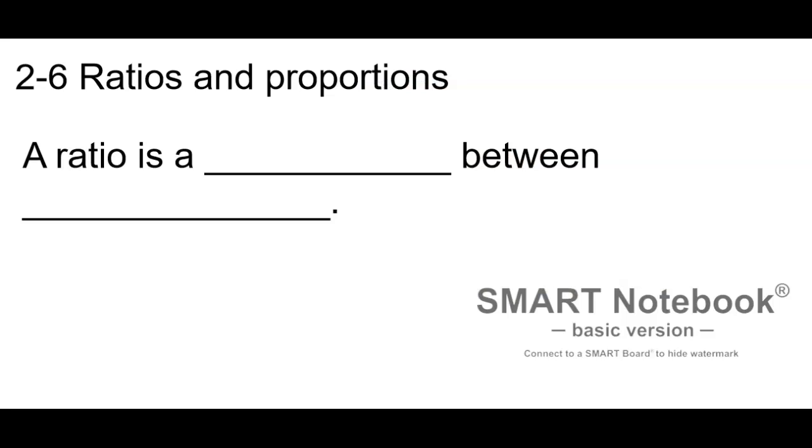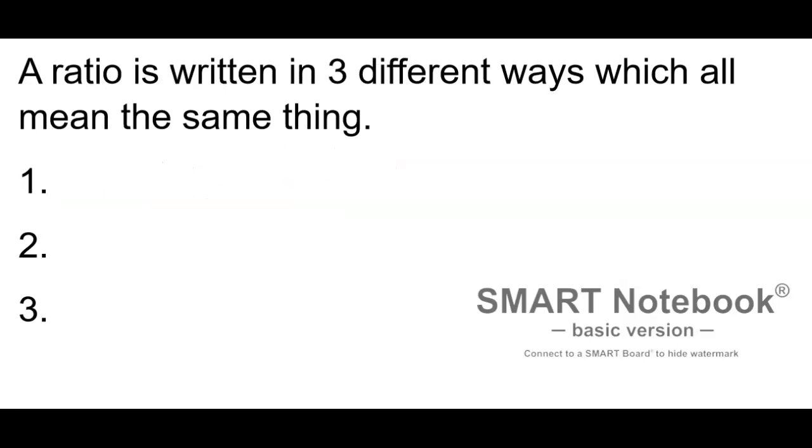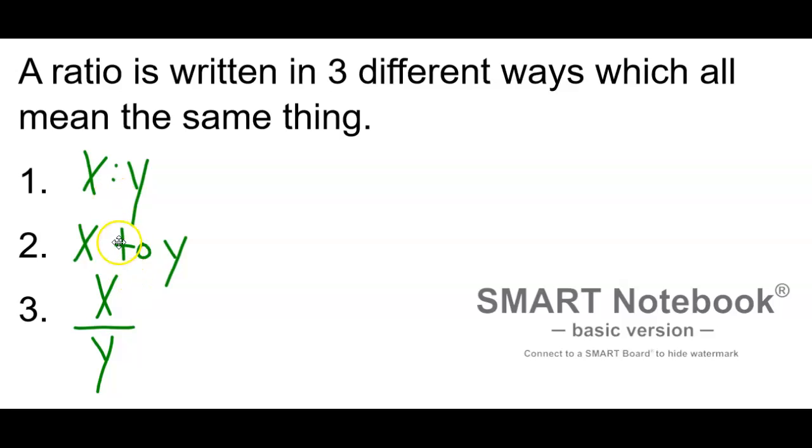So let's talk about what a ratio is. A ratio is exactly that: a comparison between two numbers. So when you are looking at the price of one thing over the price of another thing, you're comparing those two prices, right? So you're looking at a ratio. Ratios can be written in three different ways. They all mean the same thing. They can be written with a colon, they can be written with the word to, or they can be written with a division sign. Okay?